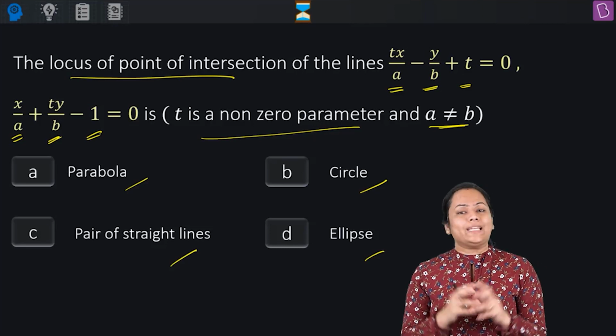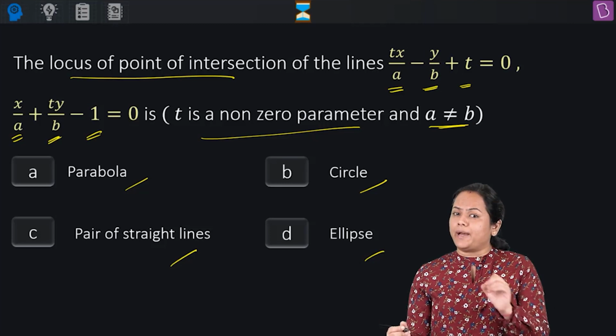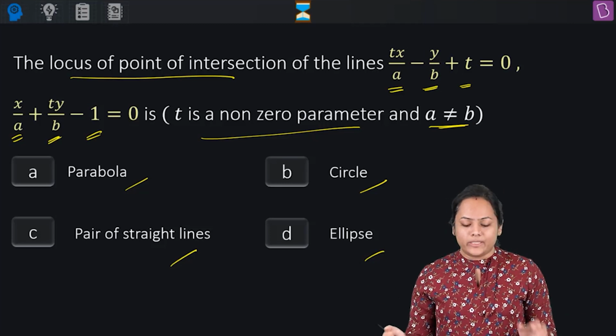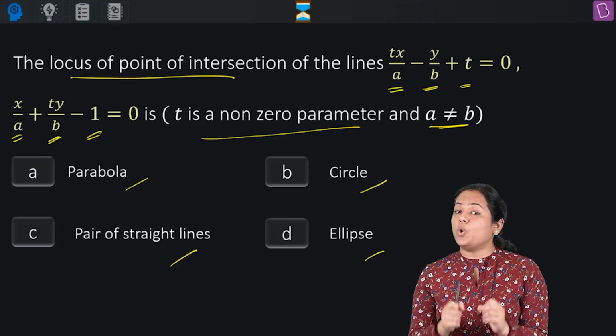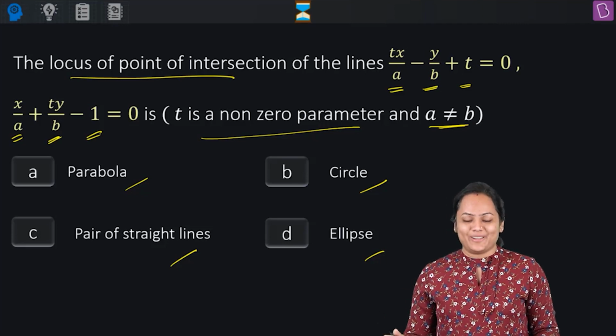Now guys, to find the locus, what we have to do? Well, we have to eliminate the parameter t here, isn't it? Let's take the intersection point as (x, y) only. That means I have to find a relation in x and y, and I have to also eliminate t. How will we do it? Let's find out.